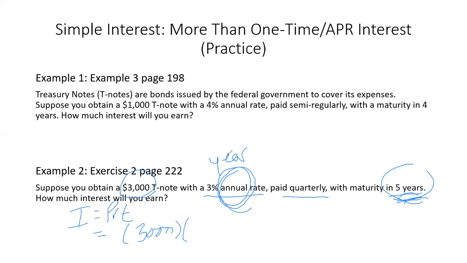My rate, I'm going to go with my year here. My rate per year is 3%. And since that's years, I also need my time to be in years. So I have it in 5 years here. And I can calculate, I'm taking 3,000 times 0.03 times 5, and the amount of interest that I will earn is $450.